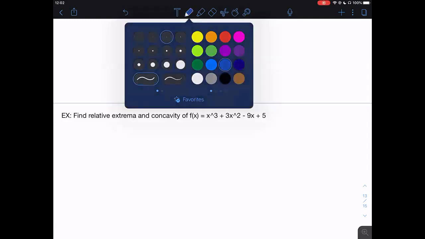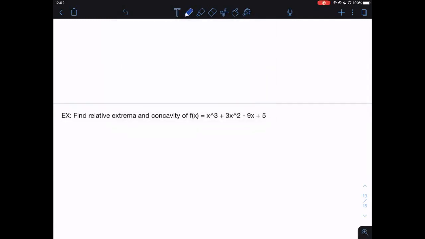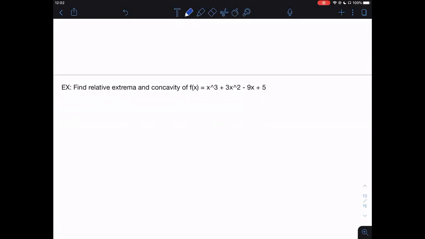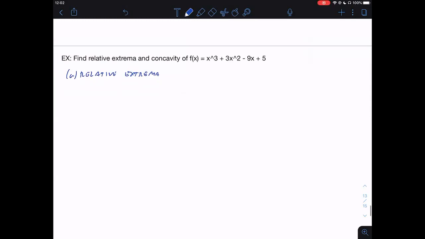Okay, so for part A, let's do the relative extrema first. Let's do a little review of 3.1. Recall, to find the relative extrema of a function, we had to find the critical numbers of that function. And to find the critical numbers, we first have to determine the first derivative. So let's find f prime here, the first derivative of this function.